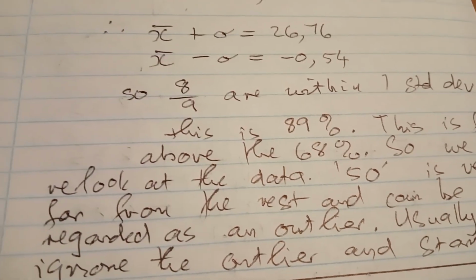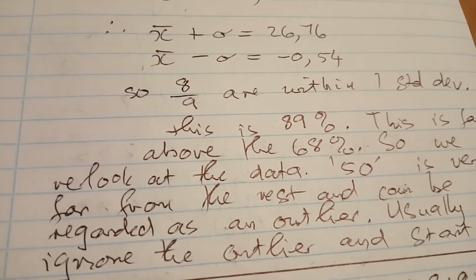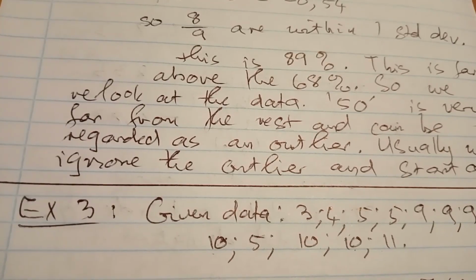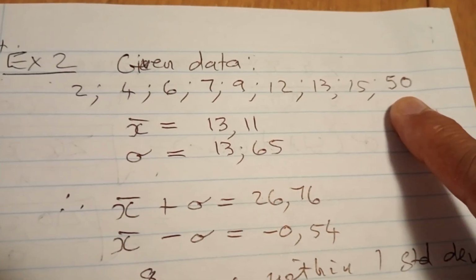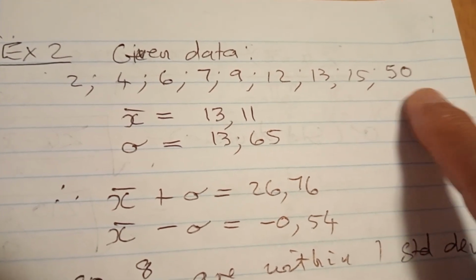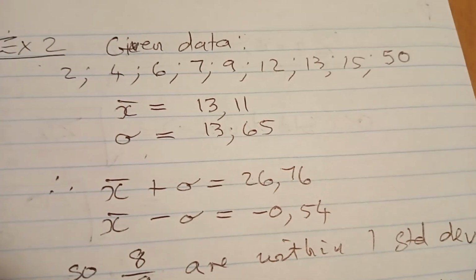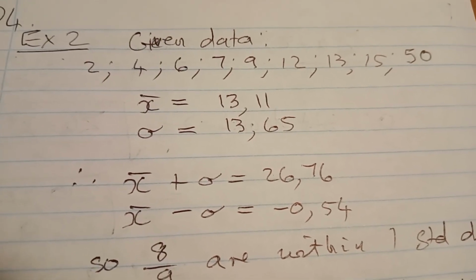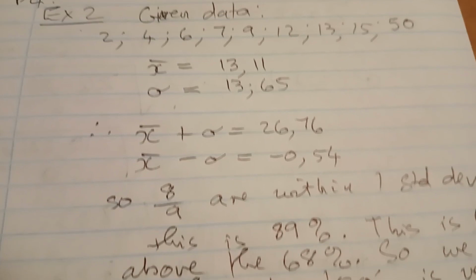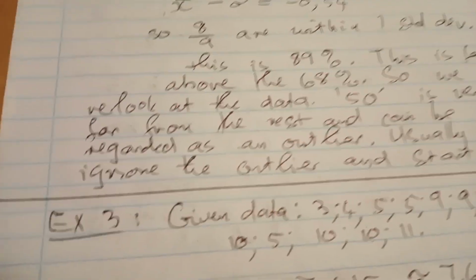So normally we would have to start the experiment all over again. And the data that is like the number 50, that is so far away from all the other data, is normally called an outlier. So that's the definition of an outlier. It can either be very, very big or very, very small. It's away from the other data that's given. So let's go over now to example 3.